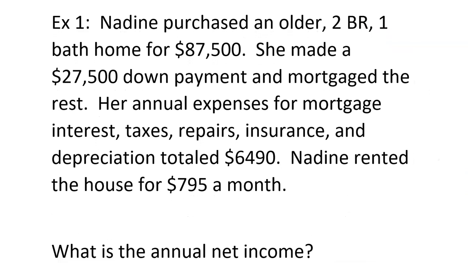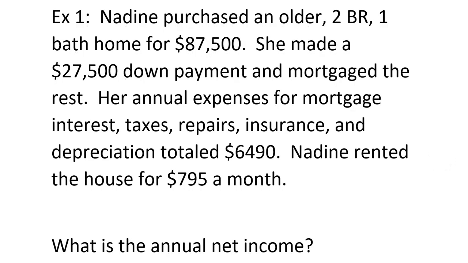Okay, Nadine purchased an older 2-bedroom, 1-bath home for $87,500. She made a $27,500 down payment and mortgaged the rest. So with this, if you have cash up front to pay for the place, then you're already kind of ahead. If you pay money and you have to get a loan for it, then you have to make sure that you can cover the loan payment without having to kick in more money yourself.